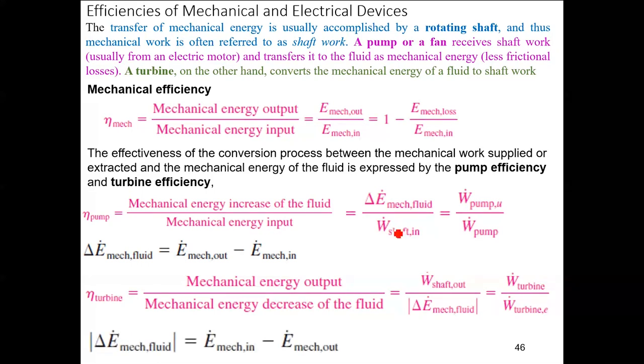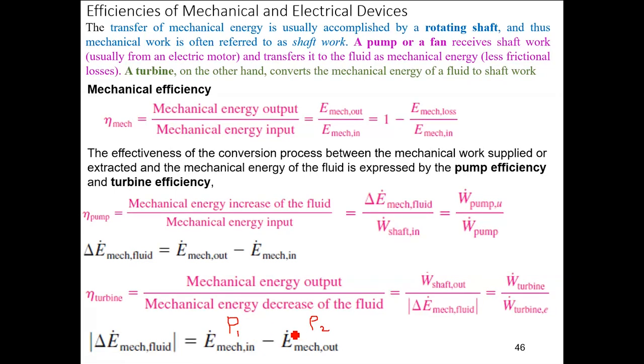So, change in mechanical energy of the fluid is written with the absolute sign. Why? Let's say the fluid entering into the turbine is at high pressure and the fluid leaving the turbine is at low pressure. So the change in pressure would give you a negative value.